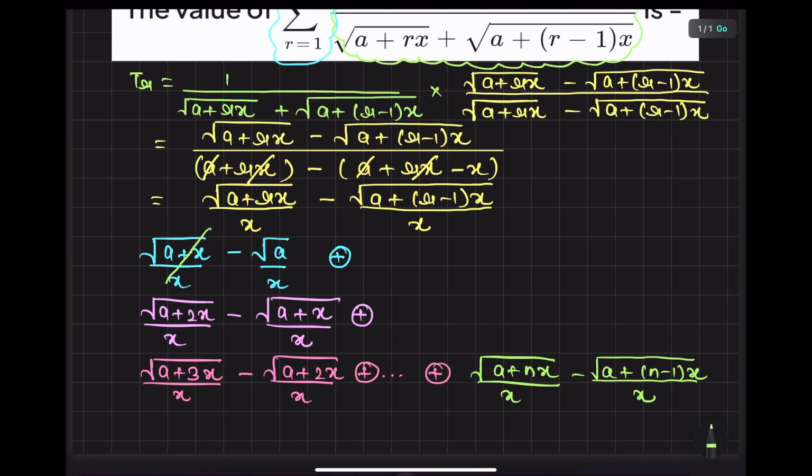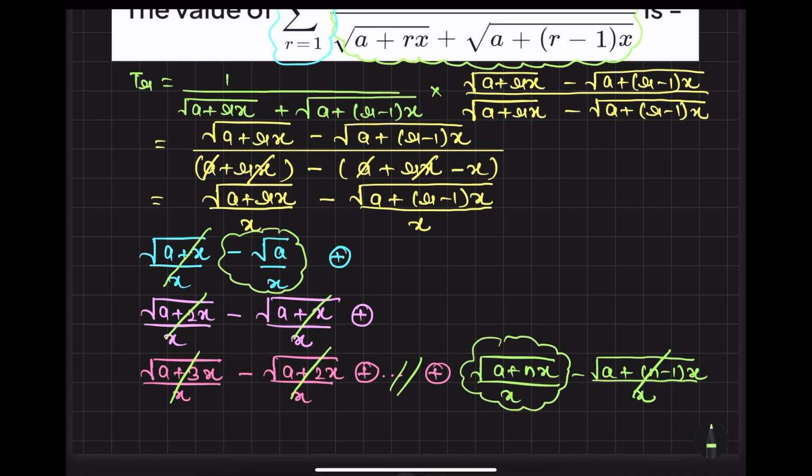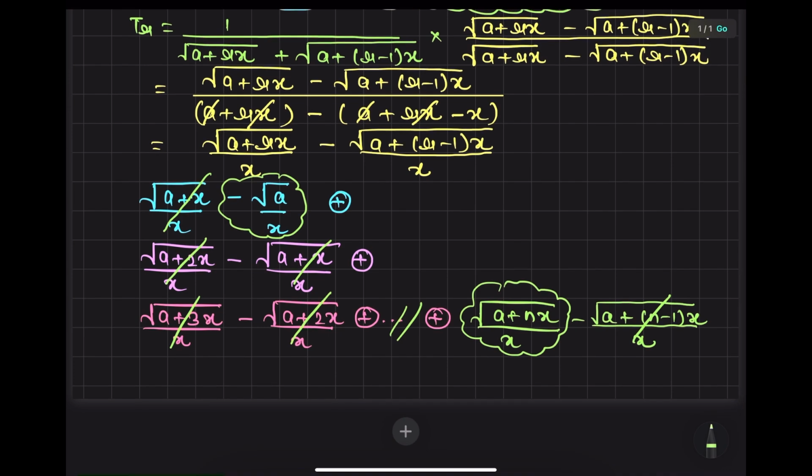Okay, now look at this. So the first component of the first term is eliminating the second component of the second term. This is eliminating this thing, so this will eliminate this thing, and this thing will be eliminated by the previous thing. So we will be left with one component over here and one component over here. So the final result would look like root over a plus nx minus root a, upon x. So this is our final result.